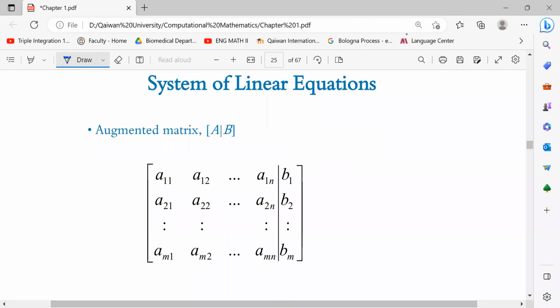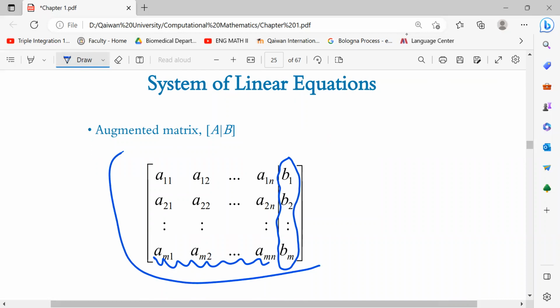Then we have the augmented matrix. The augmented matrix is a matrix that we get by combining matrices A and B. This is matrix A, and this is matrix B. Combining them in a matrix, we get the augmented matrix. This is called the augmented matrix. Okay? That's by combining matrices A and B. A is the matrix that we get from the coefficients, and B is the matrix that we get from the constant terms. Combining them in a matrix, we get the augmented matrix.